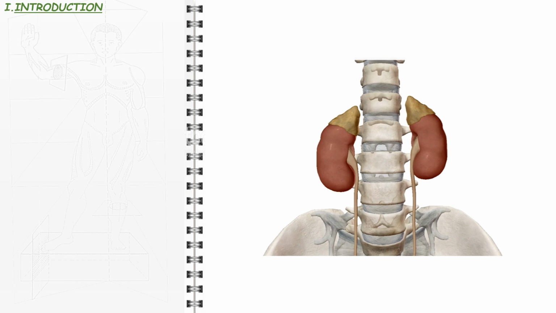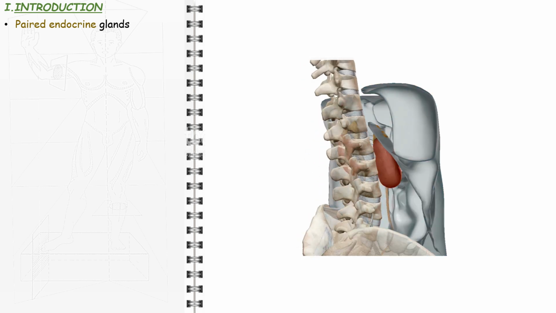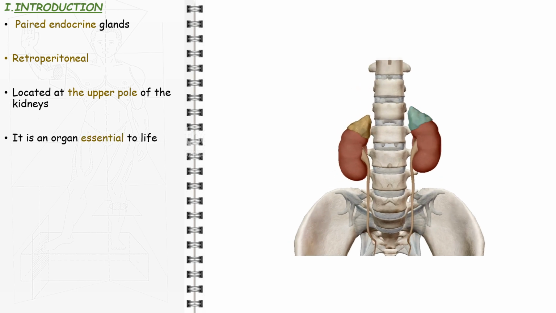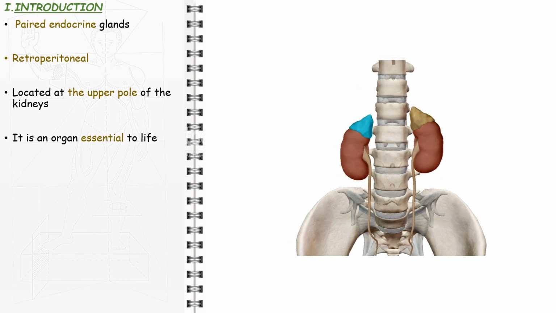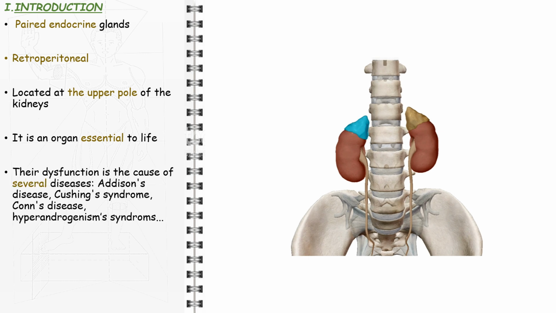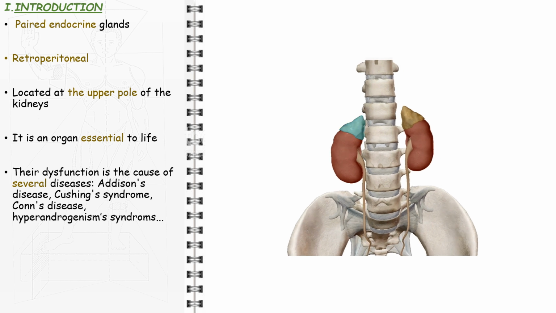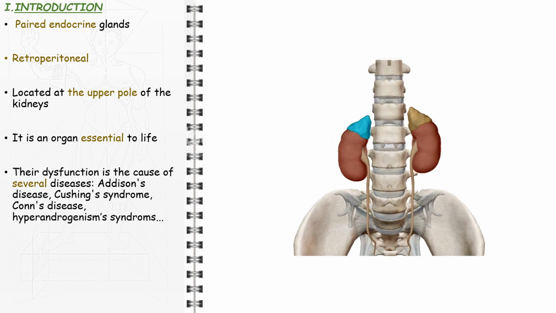The suprarenal glands or adrenal glands are paired endocrine glands. They are located in the retroperitoneal space at the upper pole of the kidneys. It is an organ essential to life as it ensures the secretion of cortisol and catecholamine. Their dysfunction is the cause of several life-threatening diseases such as Addison's disease, Cushing's syndrome, Conn's disease, hyperandrogenism syndromes.